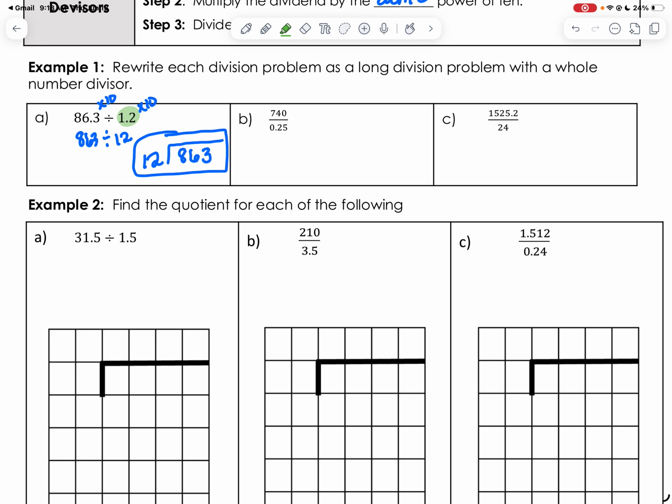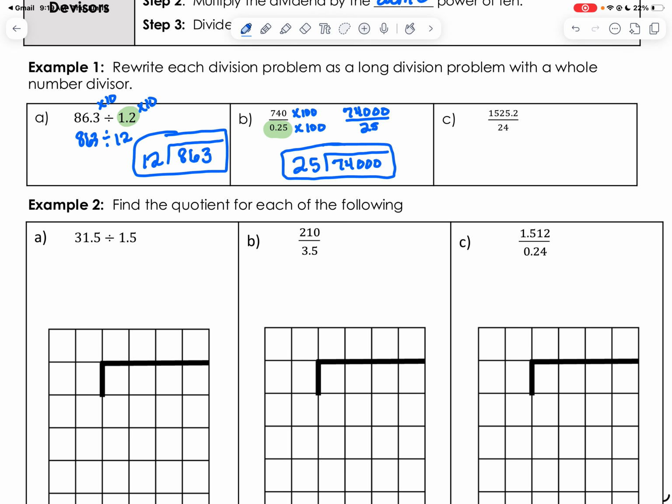All right, in problem B, our divisor is 0.25. Now, to write that as a whole number, because there are two numbers after the decimal, I'm going to have to multiply it by 100. And if I multiply the divisor by 100, I must also multiply the dividend by 100. So 740 times 100 would be 740 with two zeros, or 74,000. And 0.25 times 100 just moves the decimal to the right two places, so that would be 25. So if I set it up as a long division problem, we would have 25 going into 74,000.